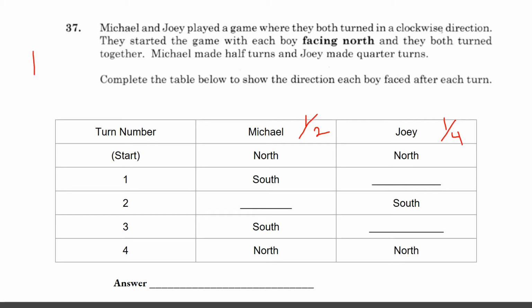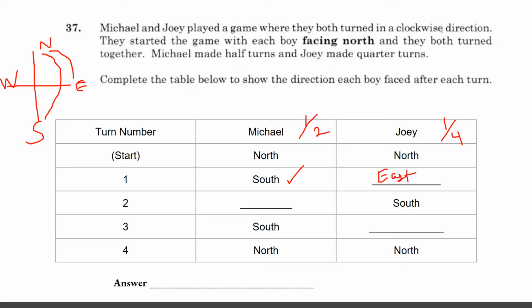So let's draw that. Let's draw cardinal points. We have north, south, east and west. So to start this game off, they're both facing north. Now let's do it. Michael is making a half turn, so he's going to go from north straight to south. They already give us that. Joey's making quarter turns, so he's going to go from north to east. So east is missing here.